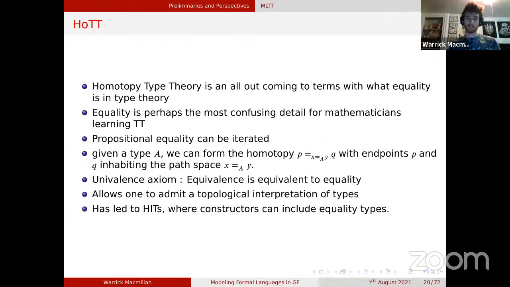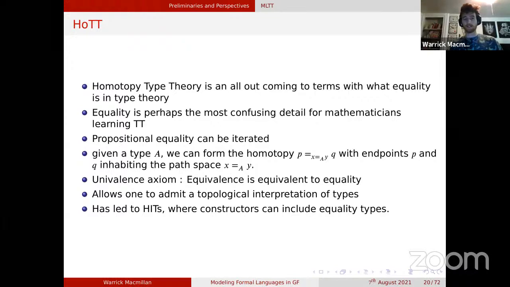So the univalence axiom says that equivalence is equivalent to equality. That means that equality is kind of identification of two things, and equivalence is saying that you can transform two things. So if you have a transformation between two things, then you can transform that into an identification, in some sense, is what univalence tells us.